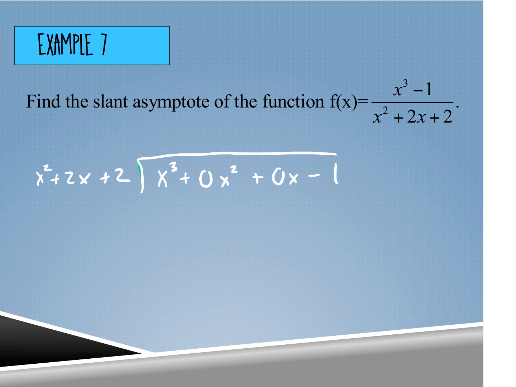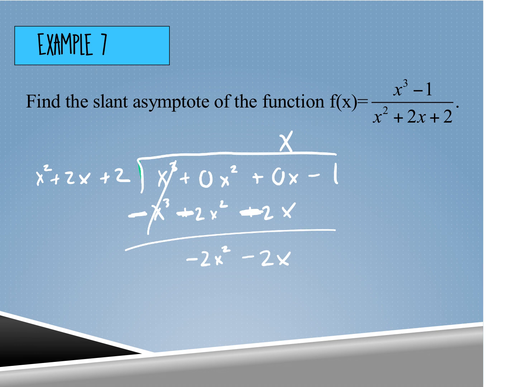So what times x squared gives us x cubed? X. So I'm going to put that x over the x column. Then I multiply. X times x squared is x cubed. X times 2x is 2x squared. And x times 2 is 2x. Change a sign, change a sign, change a sign, and combine. So this would be negative 2x squared minus 2x.